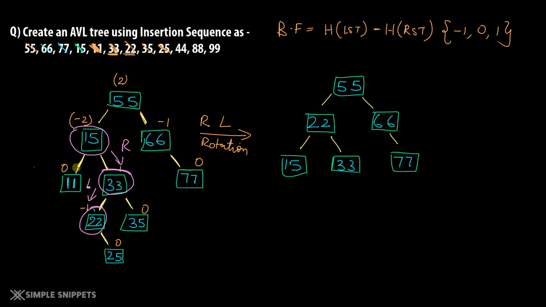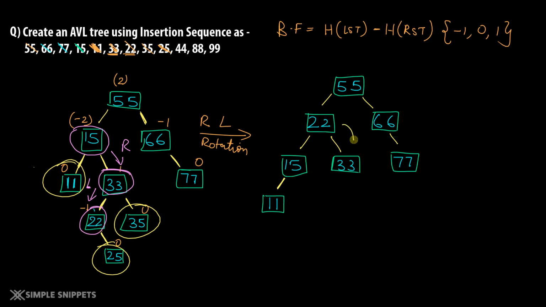But what about 11? What about 25? What about 35? So 11 was towards the left of 15. Is there anything towards the left of 15? No. So we'll write 11 over here. So 11 is done with the attachment. What about 25? 25 was towards the right of 22. Okay. So right now towards the right of 22 we have 33. So we have to still maintain the relative positioning.